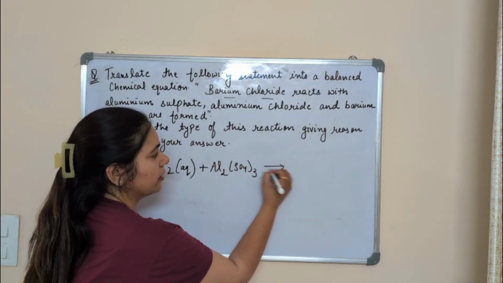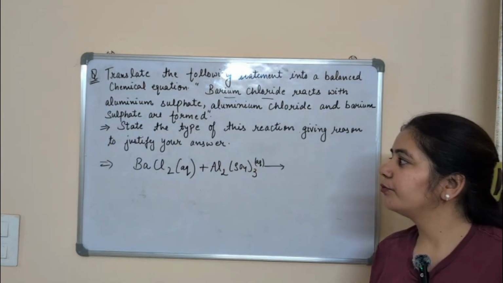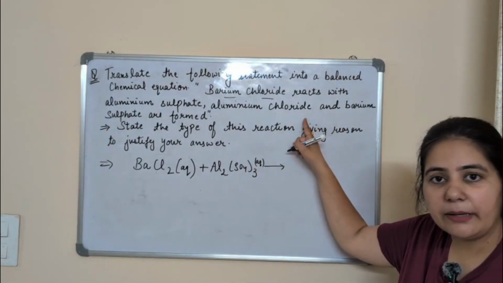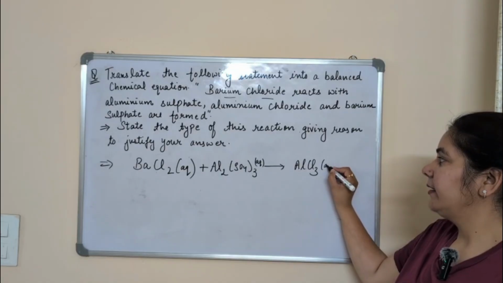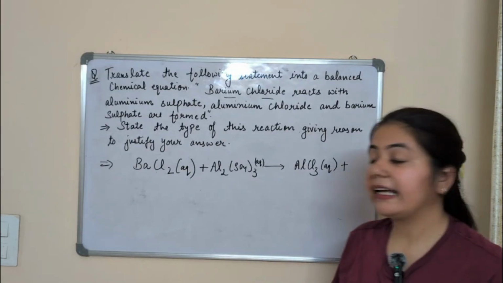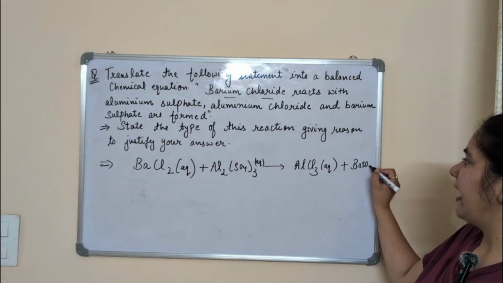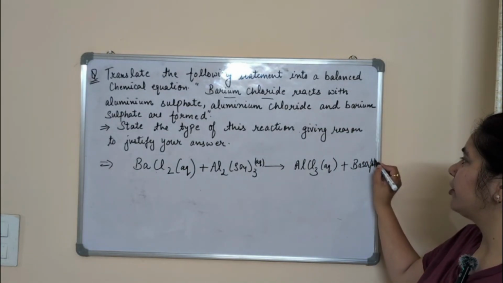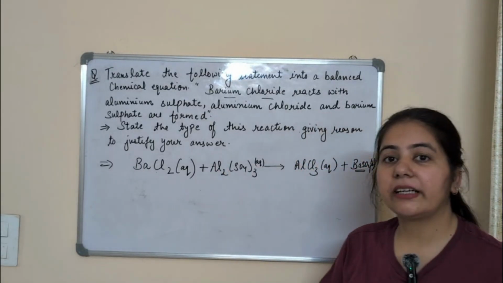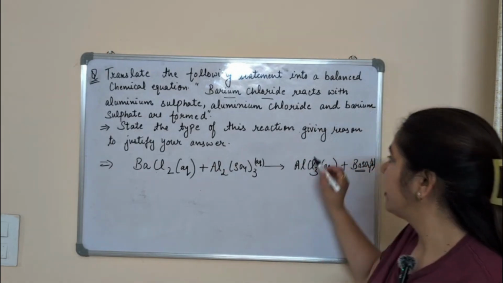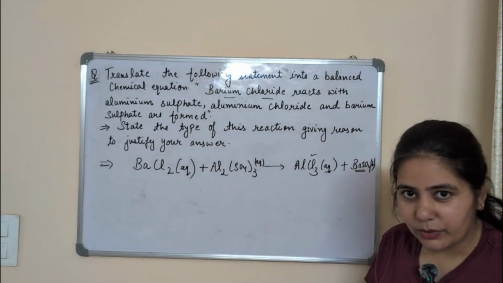Now on reaction, this also exists in aqueous form. Now on reaction, what will they form? They will form aluminium chloride, that is AlCl3, again in aqueous solution. Along with AlCl3, it will form barium sulfate, and barium sulfate formed here will be in precipitate form. So we can see that barium sulfate is formed here as a precipitate, along with aluminium chloride, which is present in the solution in aqueous form.